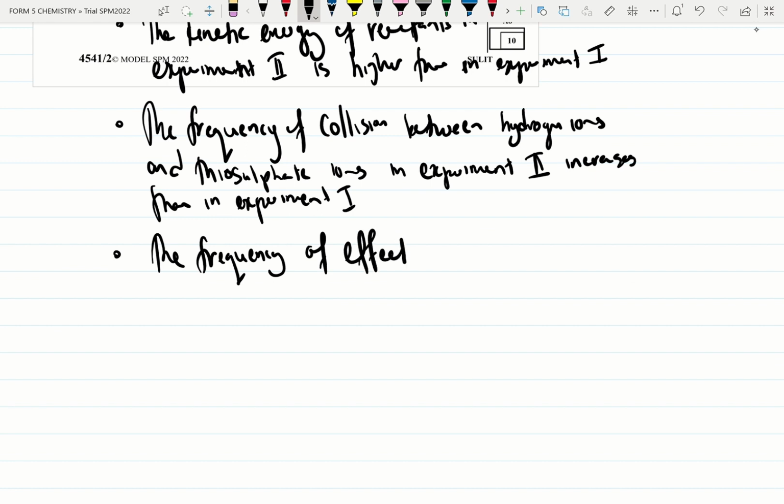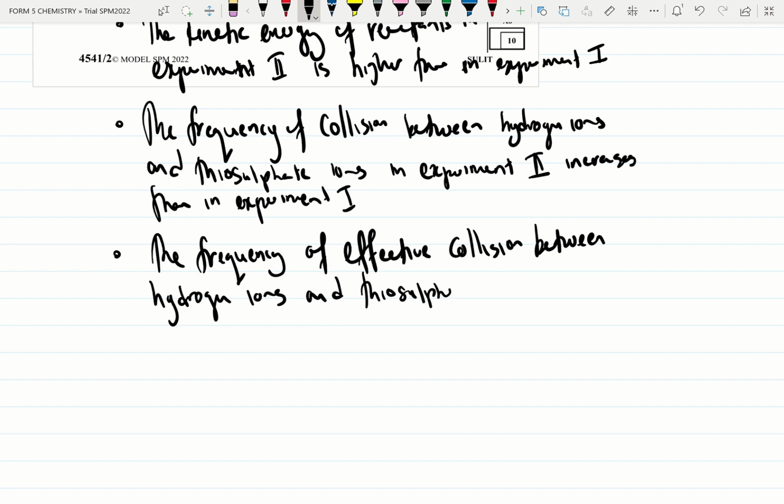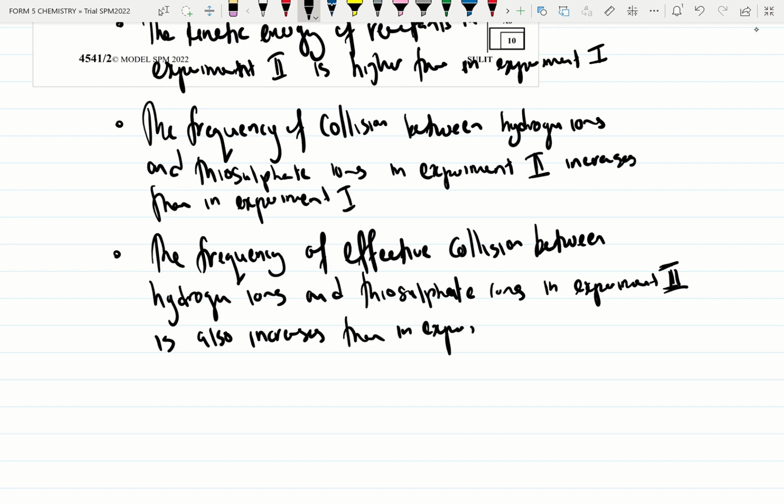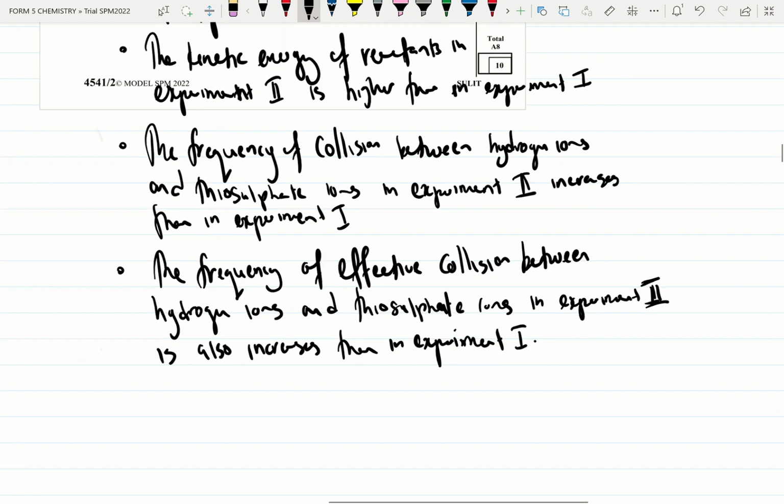Alright, so we go for the last point, the frequency of effective collision between hydrogen ions and thiosulfate ions in experiment 2 is also increases than in experiment 1. Therefore, the rate of reaction will be higher.